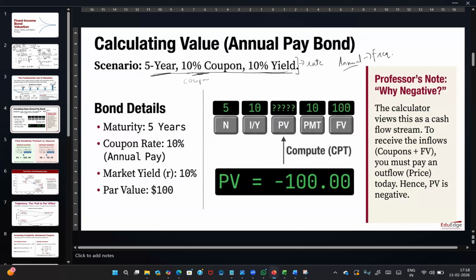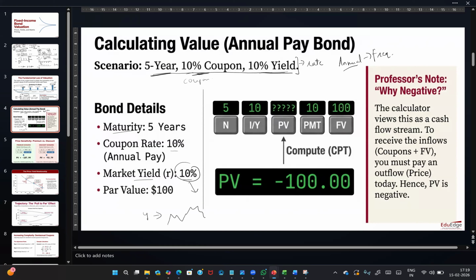So 5-year is the maturity of the bond. Coupon rate is 10%, which is the interest or the coupon which is paid out annually. The market rate or the yield, as we say, the yield of the bond on the market, is say 10%. And this is the rate which changes, fluctuates every day. Yield, the market rate or the yield, fluctuates every day.